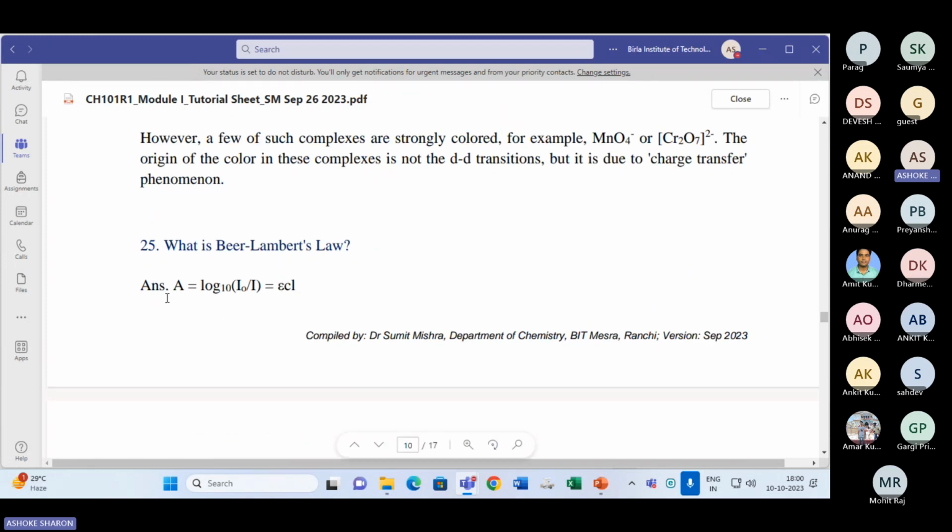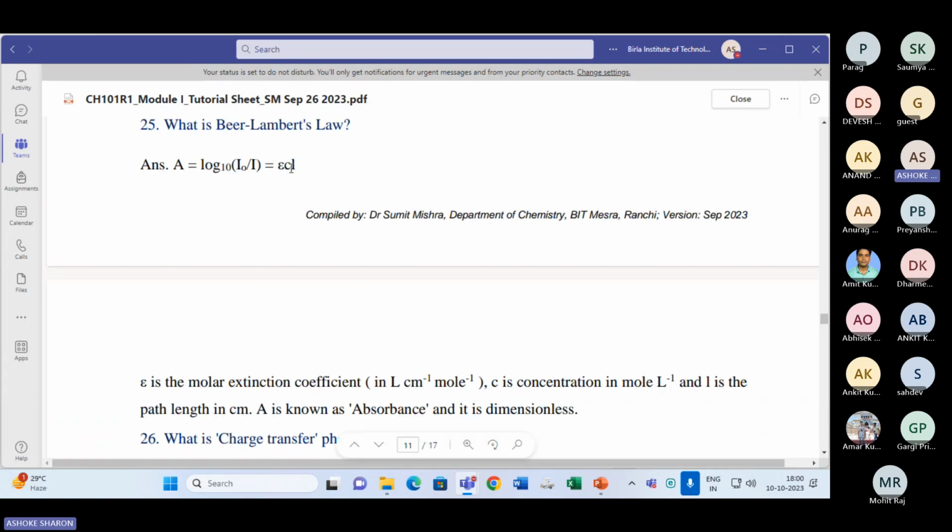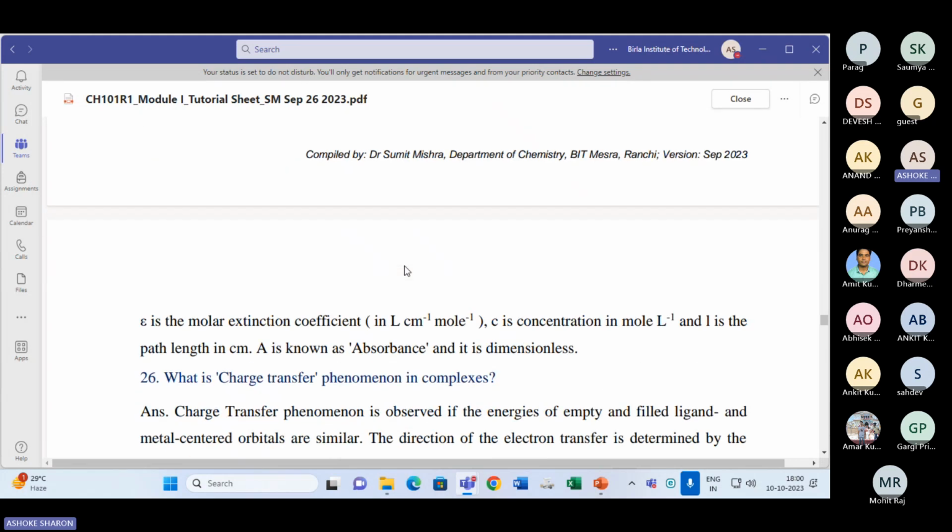Lambert-Beer's law is given by the equation A = log10 (I0/I) = epsilon c l. At a particular wavelength, this epsilon, the molar absorptivity, is constant, and l is the path length of the solution. So at a particular wavelength, epsilon and l are constant, and the absorbance is directly proportional to concentration. With the increase in concentration, the absorbance also increases.